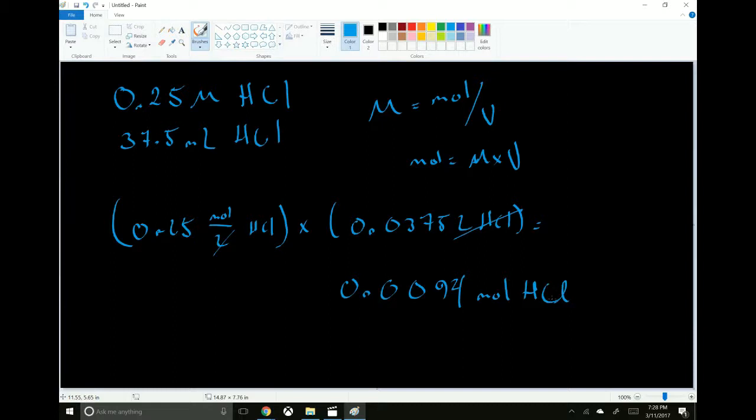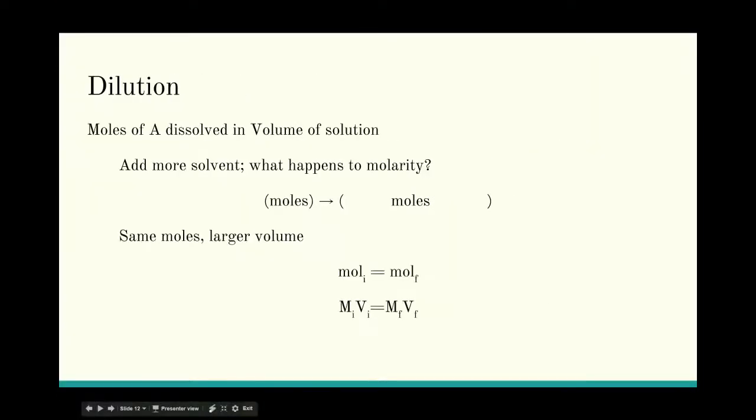Obviously, to test your understanding, I'm going to throw slightly more complex problems at you. If I'm feeling particularly mean, I might throw very complex problems at you. I'll try not to, maybe. But that's really all there is to it. Let's move on to dilutions.